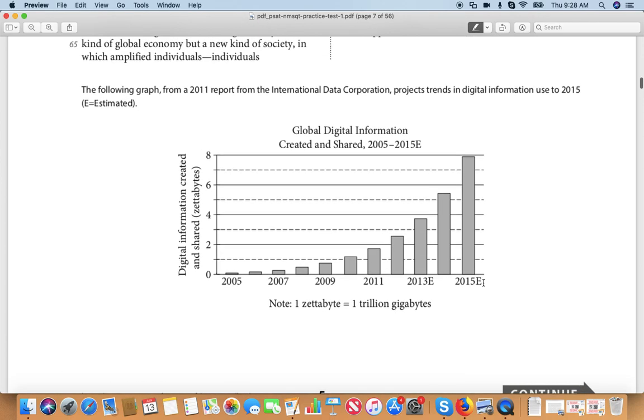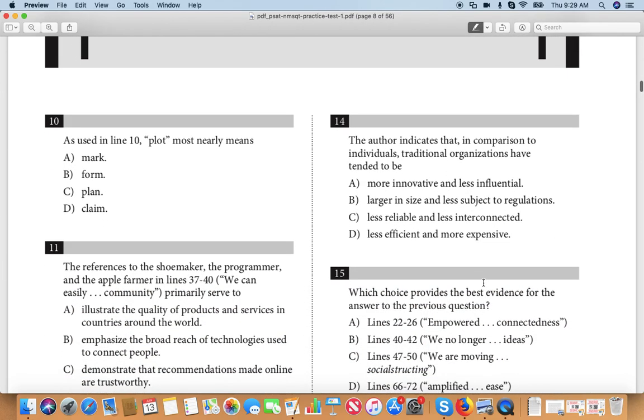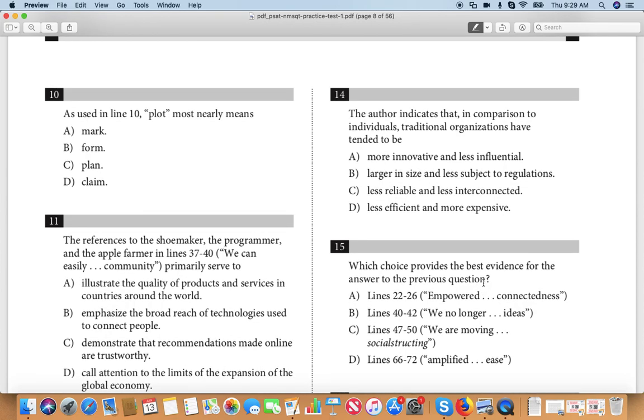There's a little chart here, by the way. Notice when you see a chart on a passage, don't worry about even really looking at the chart until they ask you a question about it. Okay? And we'll have some questions at the end that ask us to analyze this graph. We'll get to that. Okay, let's start with question number 10. Go and read that for me, please.